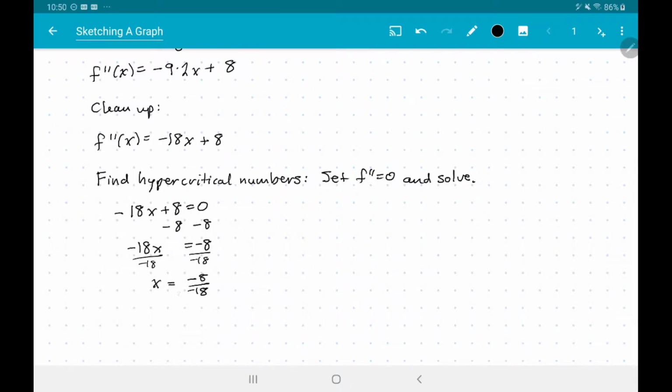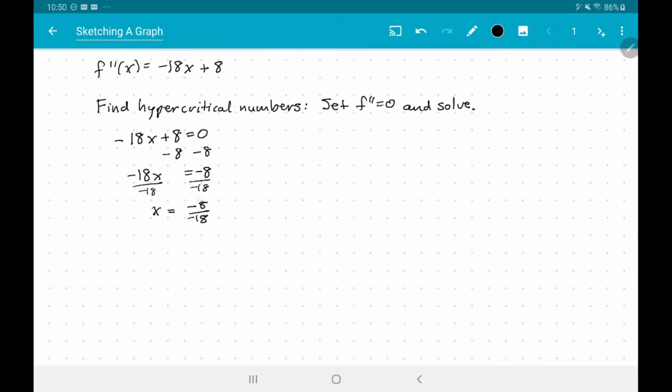Since x comes out to be negative 8 over negative 18, we can do a double negative simplification, and that will leave us with x equals 4/9. This number, incidentally, is exactly halfway between the two critical numbers. That's something that is typical of cubic functions. Other functions may not have that property.